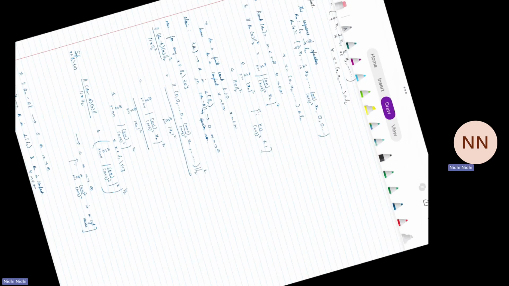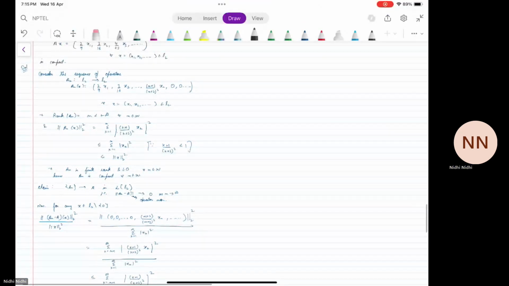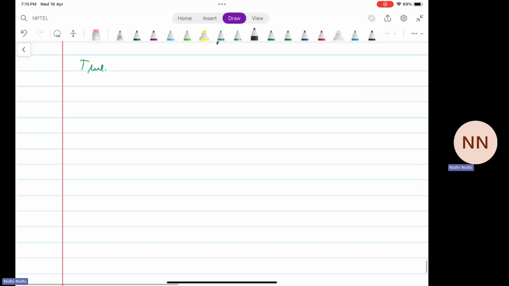So if there is no doubt, we can move forward. Next, we have answer the following type problems.